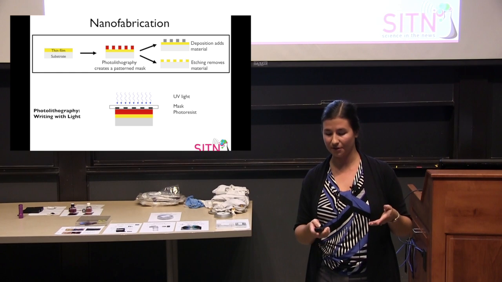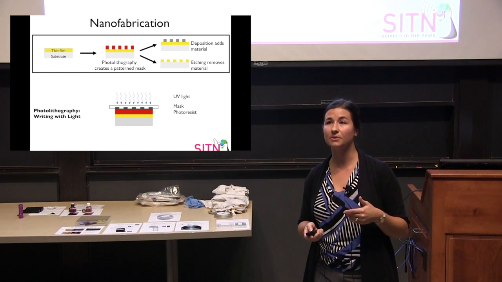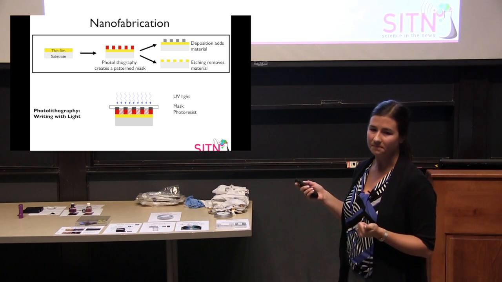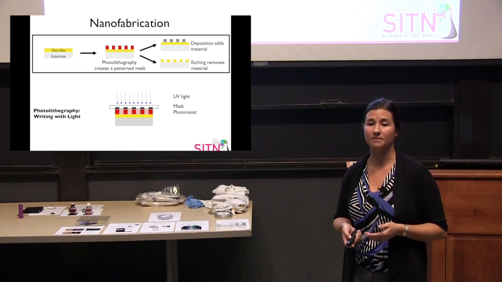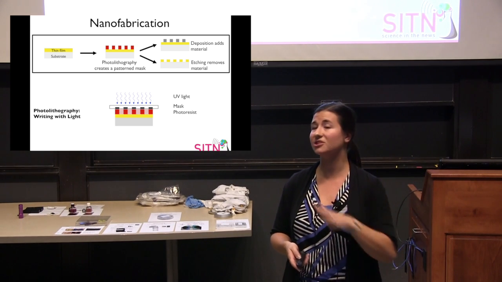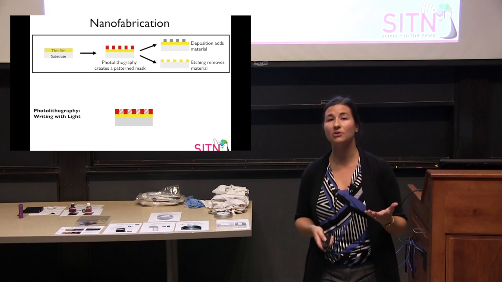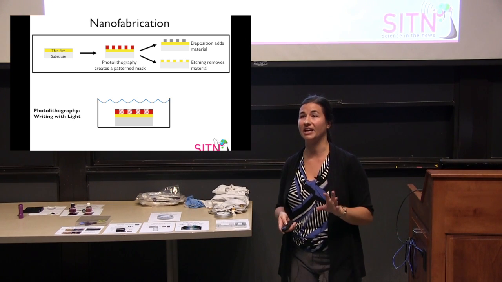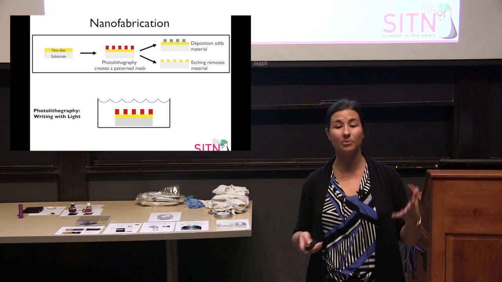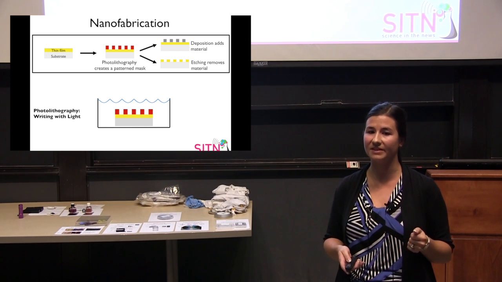As you shine that light through, the parts where the light shines through chemically change because of that light. And if you take that sample and you now put it into something called a developer, just like you develop film, the chemical can wash away that part that was changed in structure by the light. And so what you're left with is this temporary patterned mask on top of the surface.